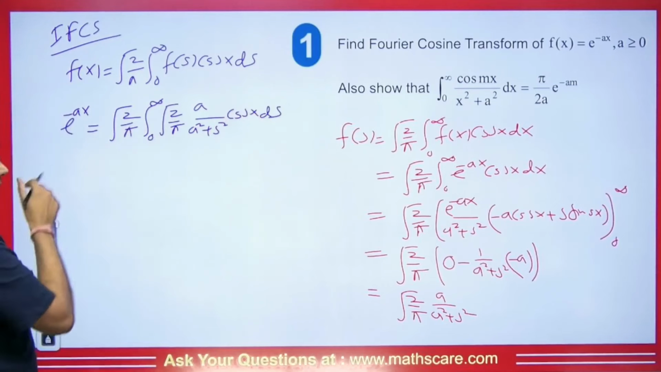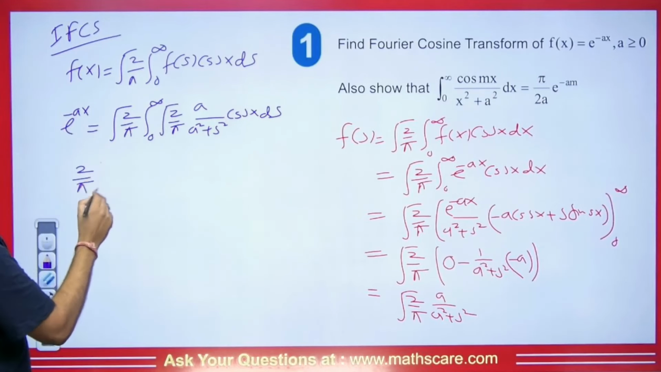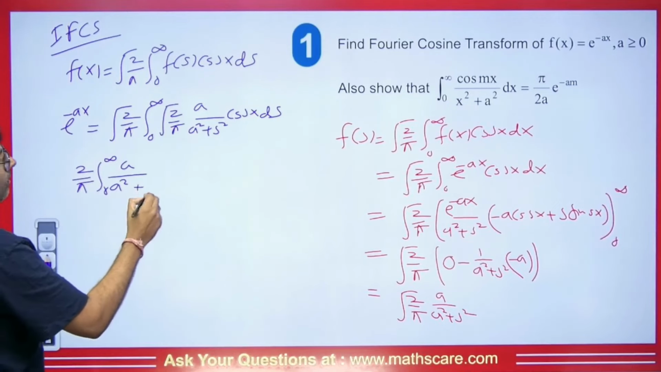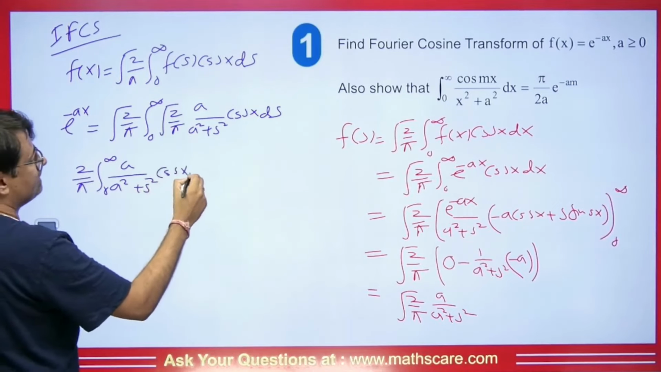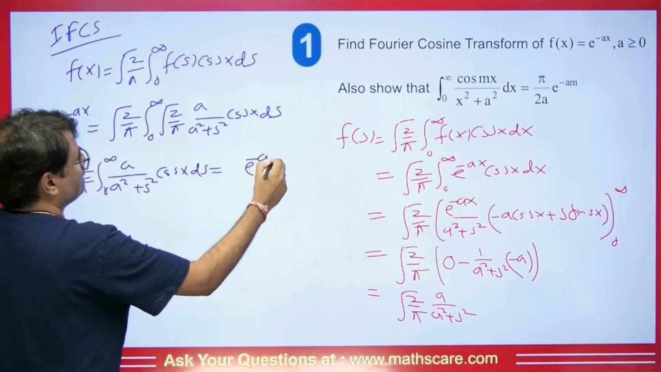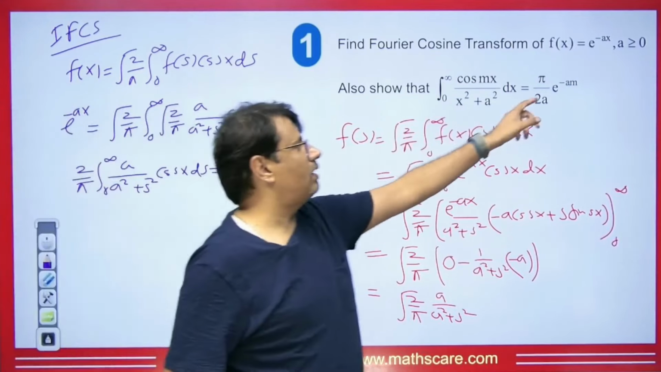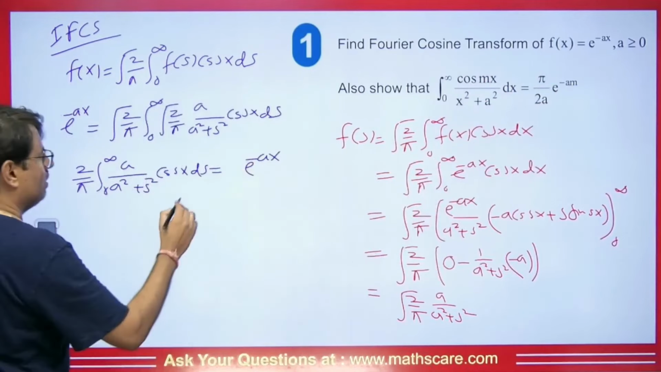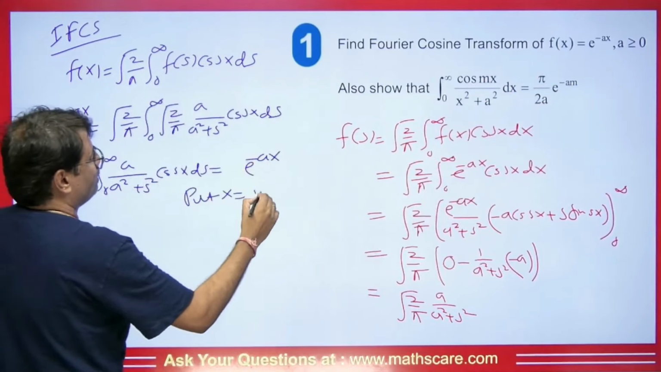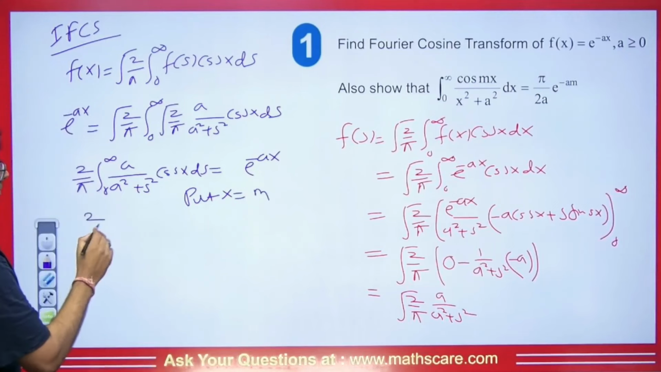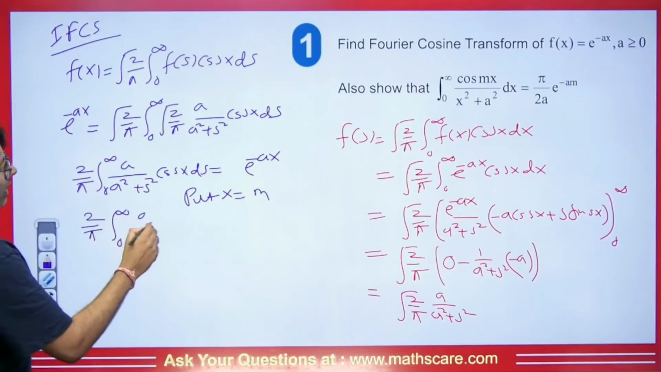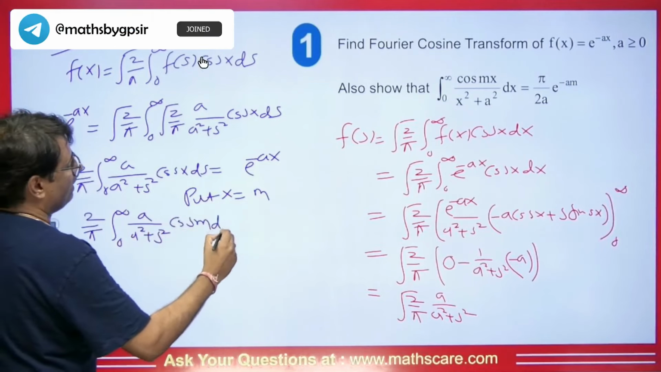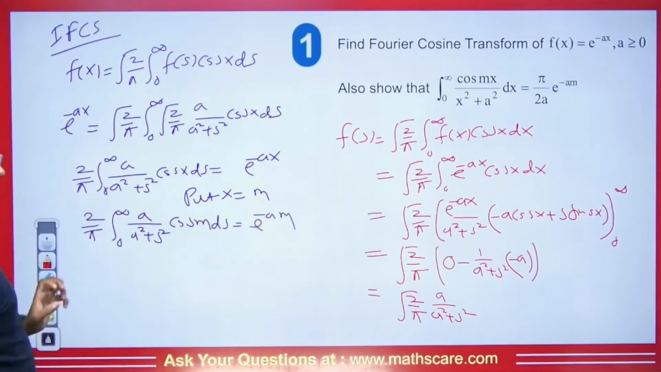So take this out and I'll write it over here. This will be 2 by pi from 0 to infinity, a upon a square plus s square cos sx ds will be equal to e to the power minus ax. Now, as you can notice here, wherever you need to prove, you will have to replace x. For that, we will require m. We will put x is equal to m, and after considering this, it will be 2 by pi from 0 to infinity a upon a square plus s square cos sm ds is equal to e to the power of minus am.